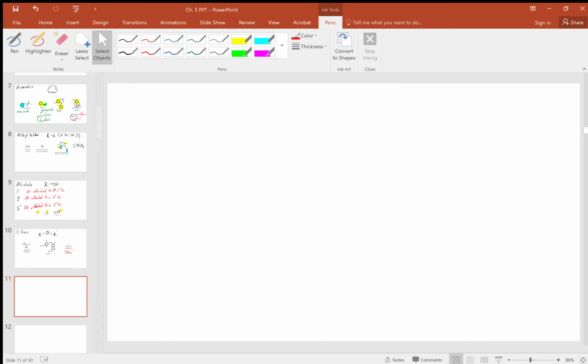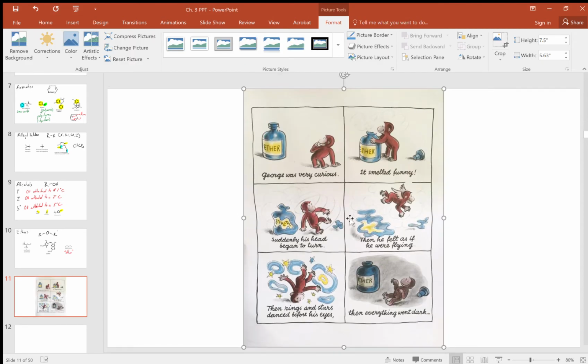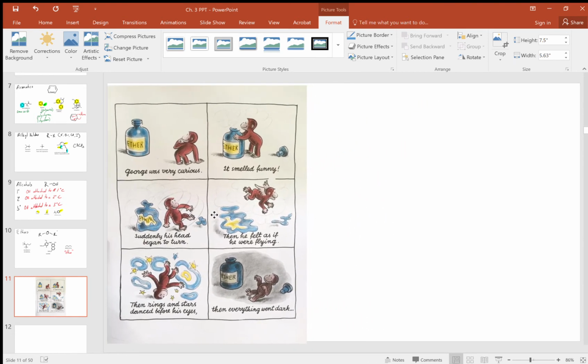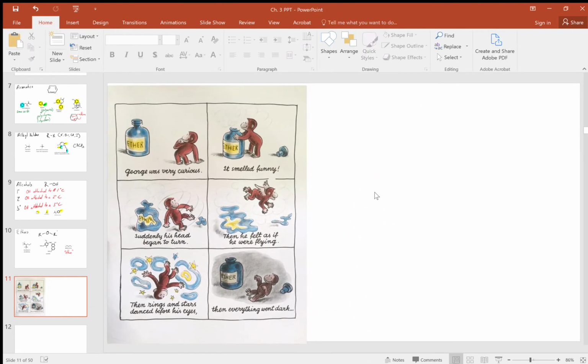Why is that? Well, this might help us to see. So you can see here what's happening. That would be diethyl ether that they used to use in hospitals. And as he opened it up and inhaled too much of it, yes, ether can be used to knock you out completely.